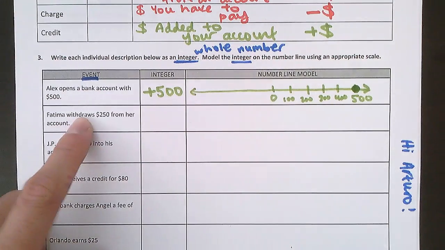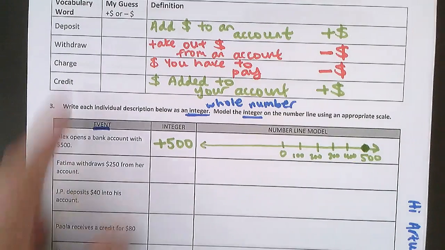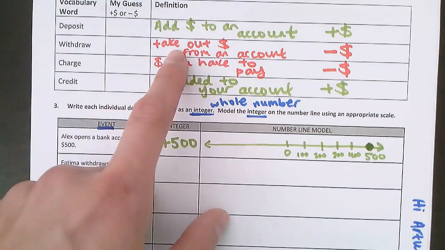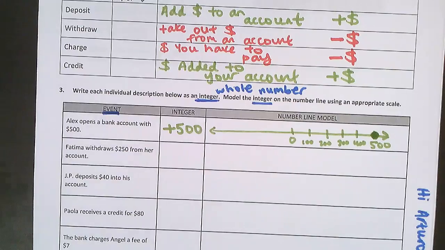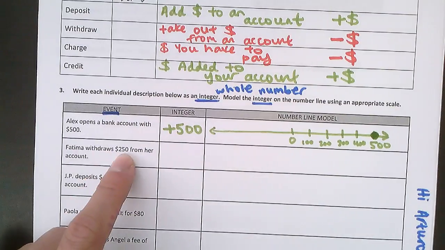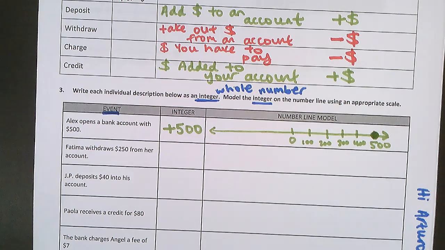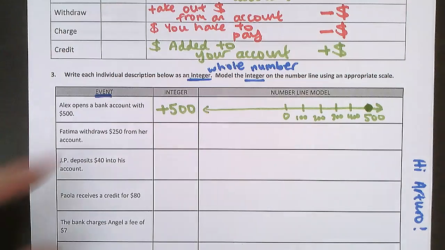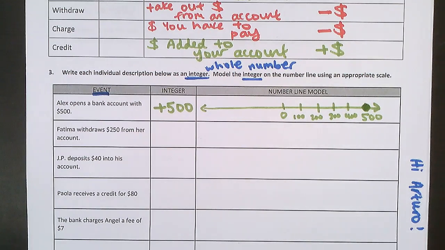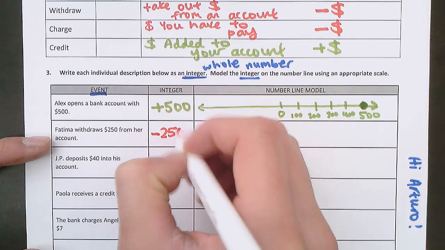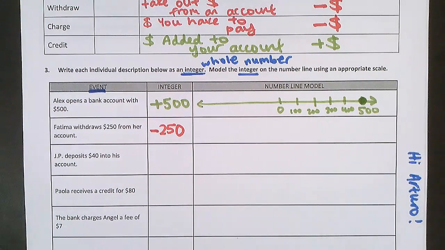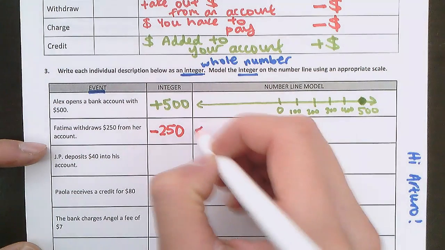Fatima withdraws $250 from her account. Well, that's a new word that we just learned today. So withdraw means to take money out from your account. So this would mean that she had some amount of money in her account and she took out $250. So in this case, the integer that we want to represent the situation is not going to be positive because we're not adding $250, we're taking away $250, so it's going to be minus 250. She has 250 less.